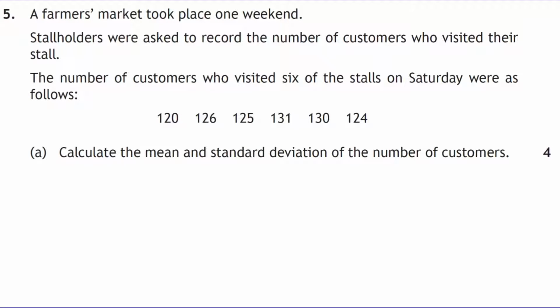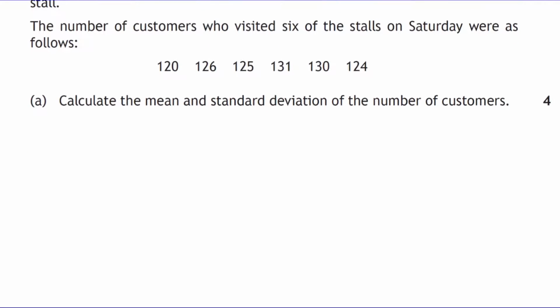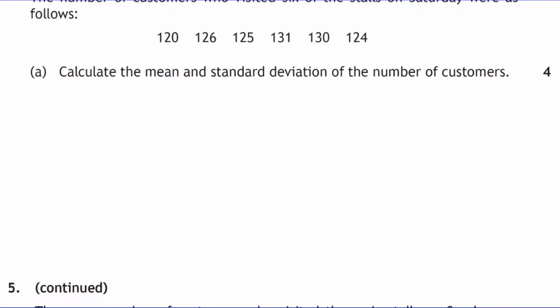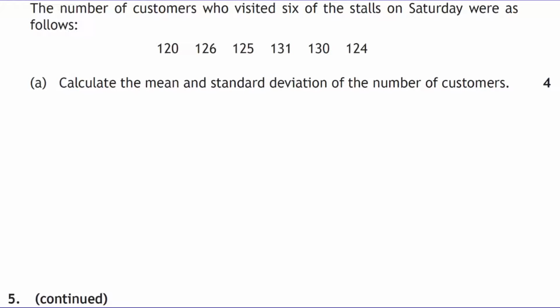Okay, question 5. A farmers market took place one weekend. Stallholders were asked to record the number of customers who visited the stall. Calculate the mean and standard deviation. There are a couple of different ways to do this. I'm going to stick to one method. If you use a different method, you should still get the same answer. It'll just be a slightly different process to get there. You do have the formulas in the formula sheet, so you can use them as well.